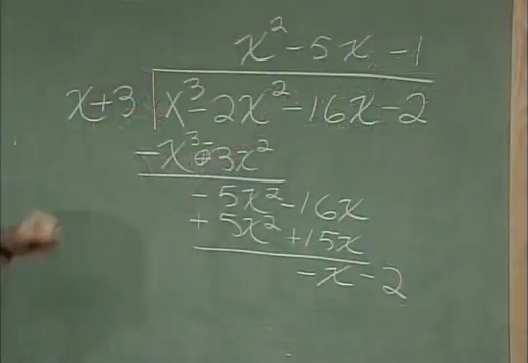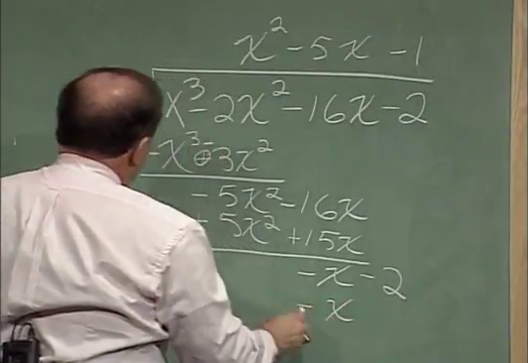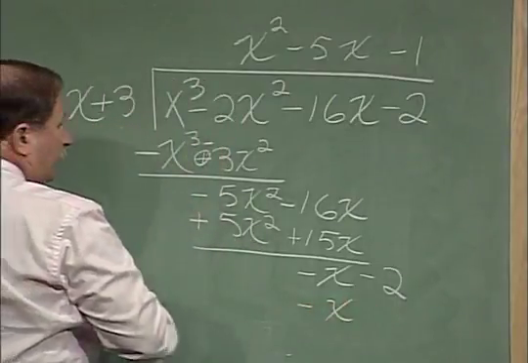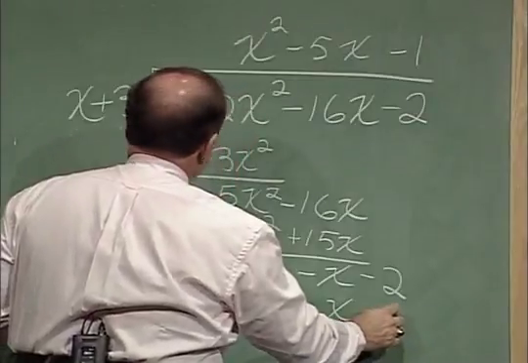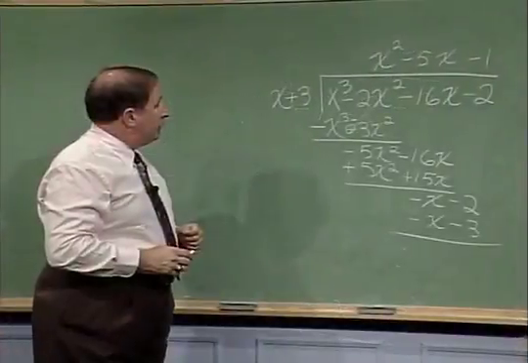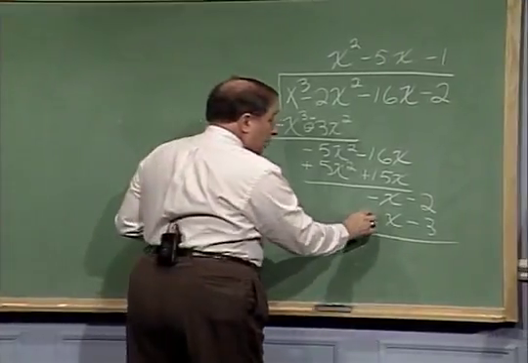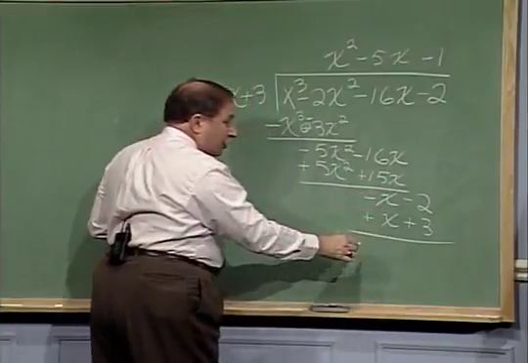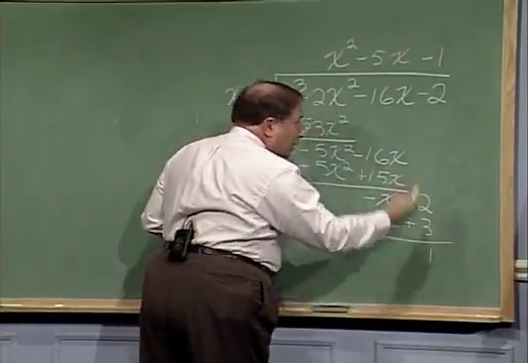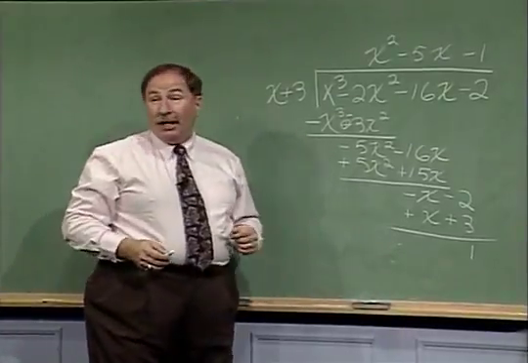Negative 1 times x plus 3 gives us negative x. And a negative 1 times a positive 3 is negative 3. Okay, looks right. We're going to subtract now. Change the signs and use the adding rules. That cancels out, and we're left with a 1. Since there's nothing left to bring down, that's our remainder.